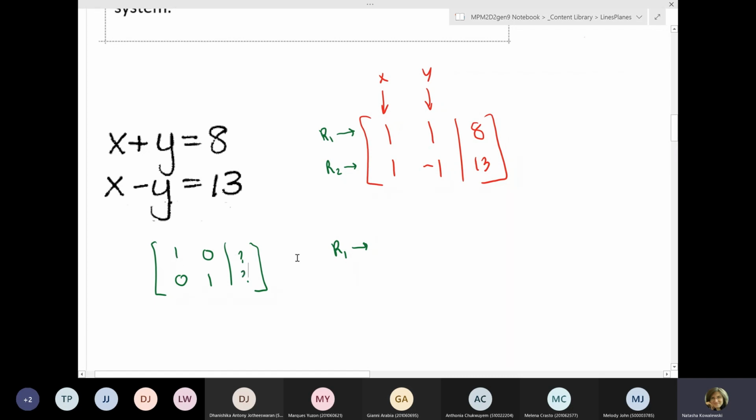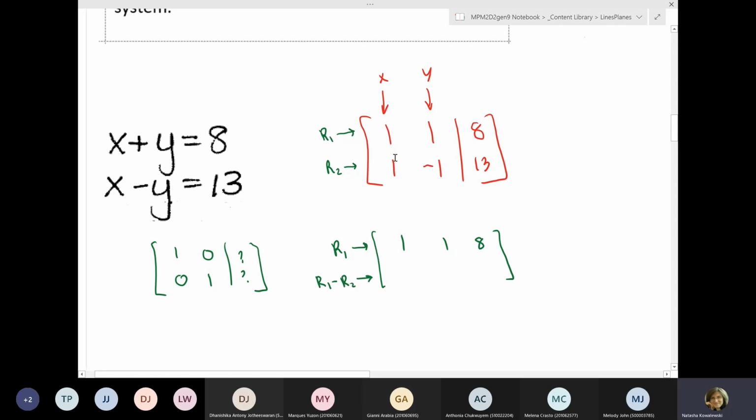And so my 1 is already there, so row 1 will stay as it is. So I'm not going to change row 1: 1, 1, and 8. Okay, so I'll drop writing this line as I work through this. I'll come back to it and put it in once I'm finished. To get what I want in the second one, I'm going to subtract row 1 minus row 2 and store it over here.